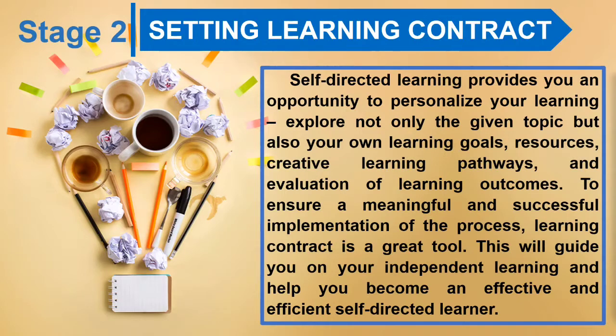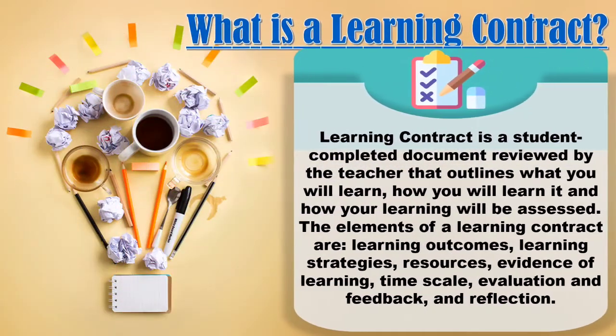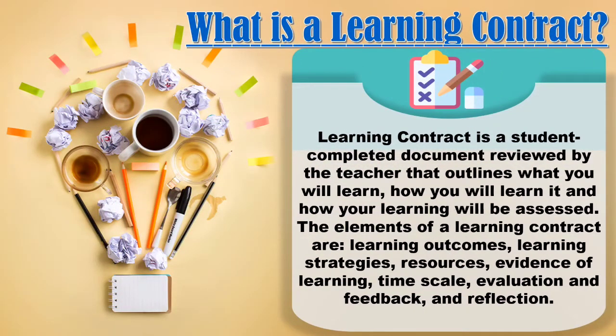Therefore, you need a guide or a map in order for you to have an effective and efficient independent study, in order for you to become an effective and efficient self-directed learner. And that is the learning contract. But what is a learning contract? A learning contract is a student-completed document reviewed by the teacher that outlines what you will learn, how you will learn it, and how your learning will be assessed.